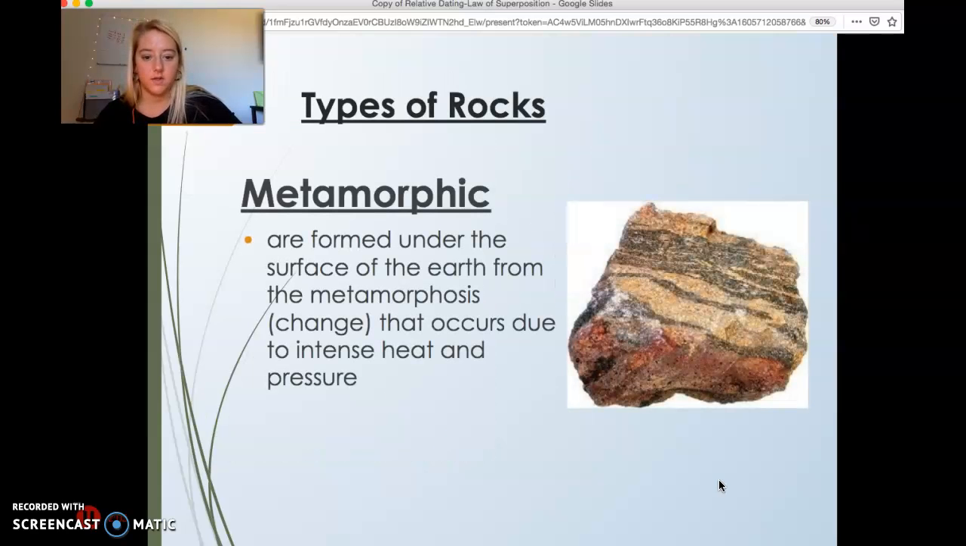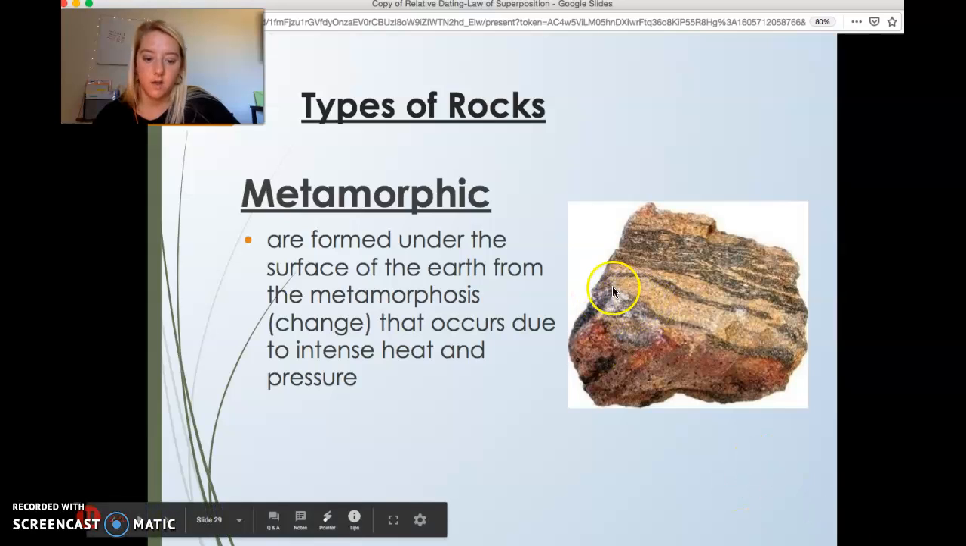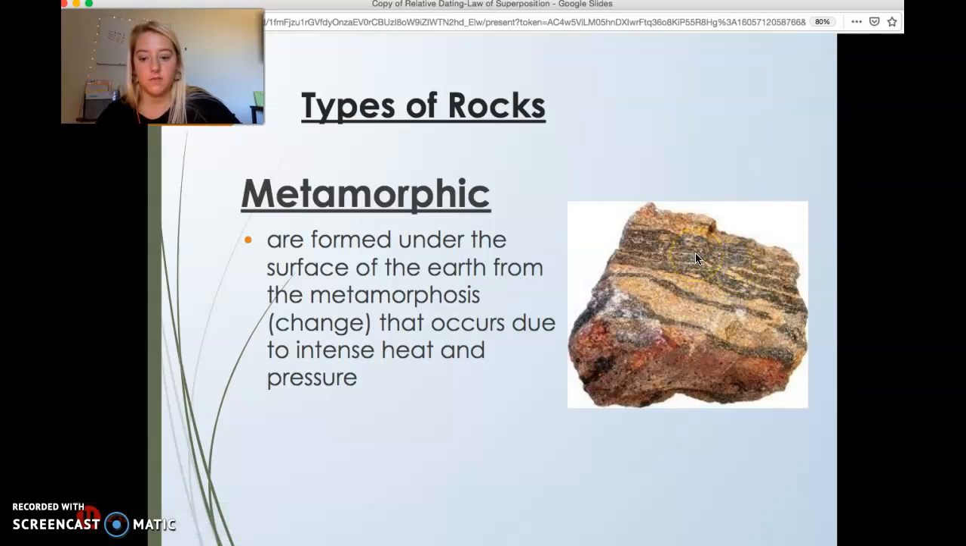Our next type of rock is called a metamorphic rock. These rocks are formed under the surface of Earth from the metamorphosis, or change, that occurs due to 1, intense heat, and 2, pressure. If we did not have that intense heat or we didn't have the pressure, our rock would not form. They look similar to sedimentary rocks in the sense that they can also be striated or have these distinct bands, but they are metamorphic because of that heat and pressure, so those molecules in the sediments are often melted together and squished together.